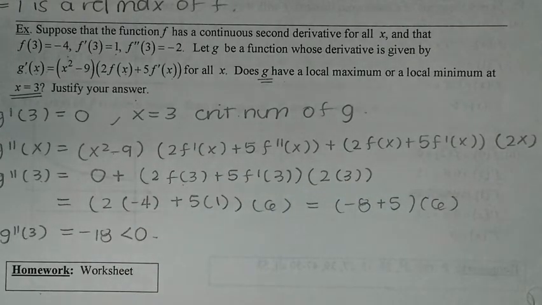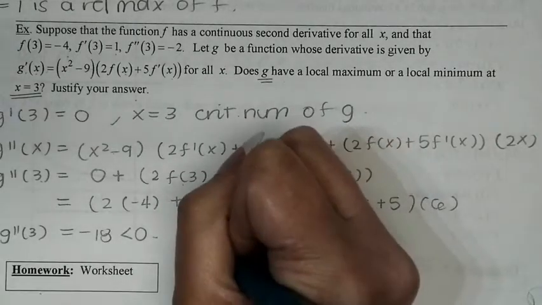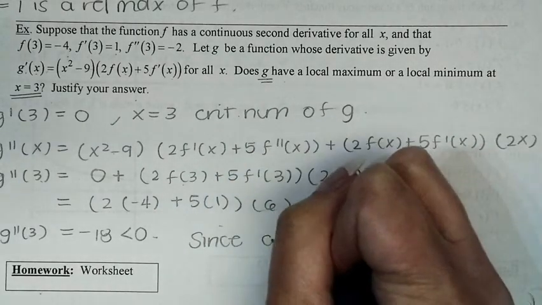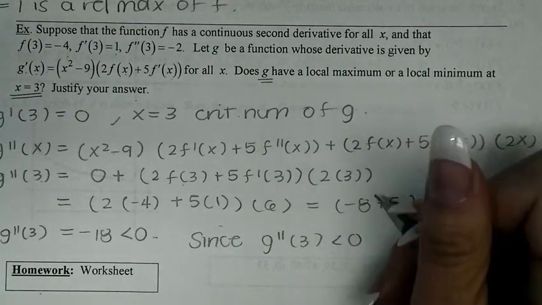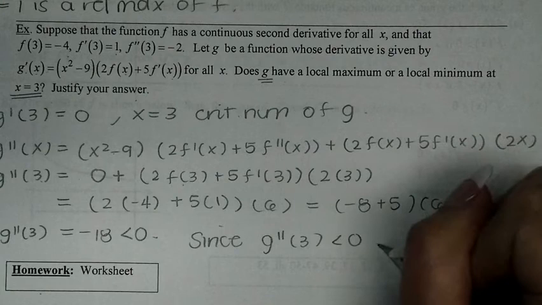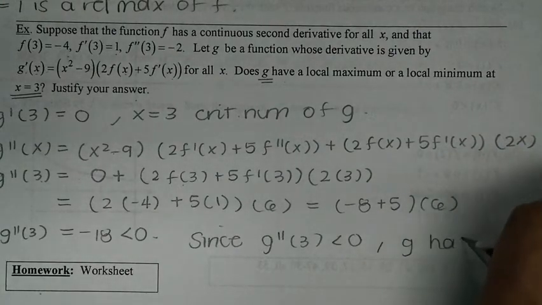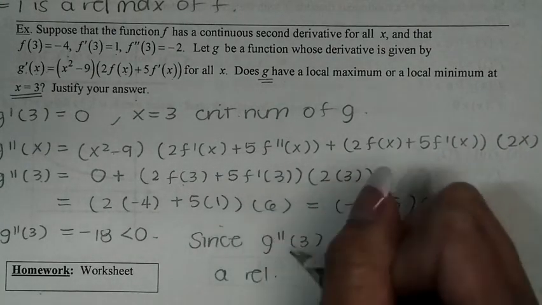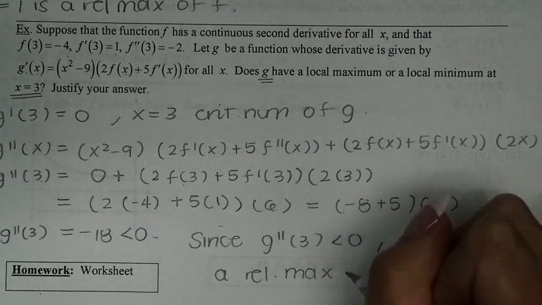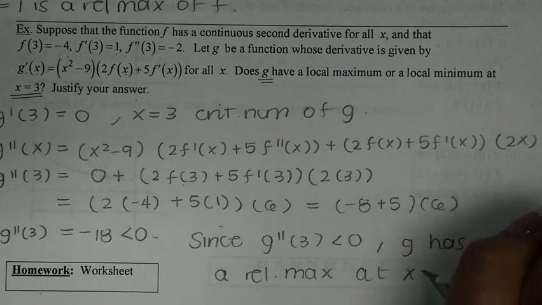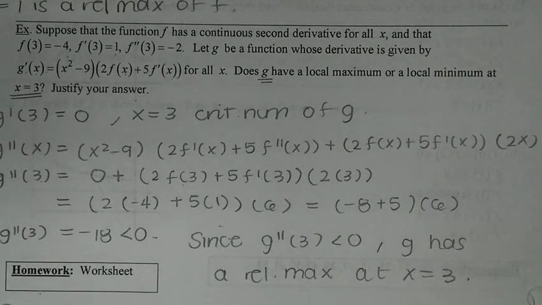So what can you conclude here? Since the second derivative at 3 is less than 0, g has a relative maximum at x equals 3, and that's it. Well, I hope that you find this video helpful. Bye!